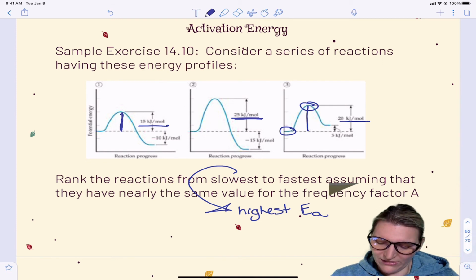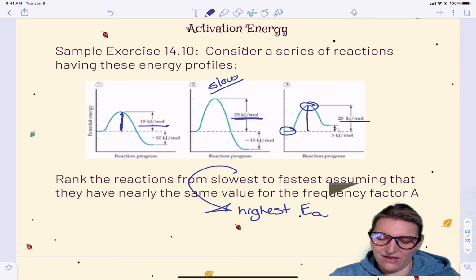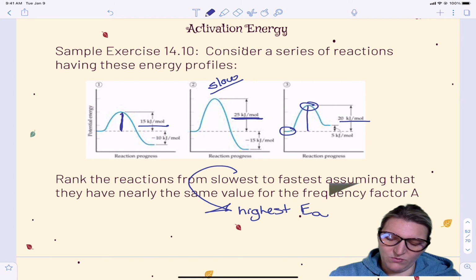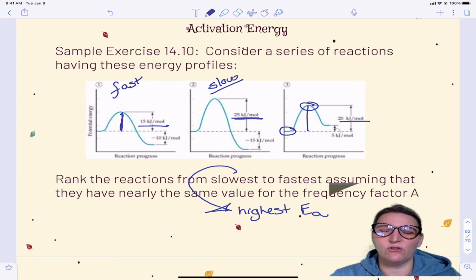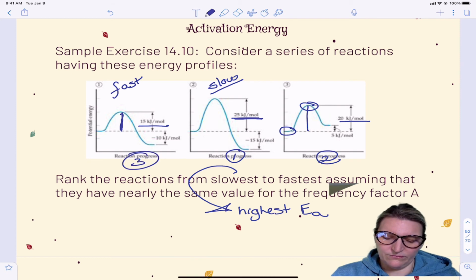So the slowest reaction will have the highest activation energy. That's number 2, with an activation energy of 25 kilojoules per mole. So this would be slow. Number 1 would be the fast one. And then number 3 would be in the middle. So ranking from slow to fast, it would be 2, 3, 1. The first reaction would be the fastest.